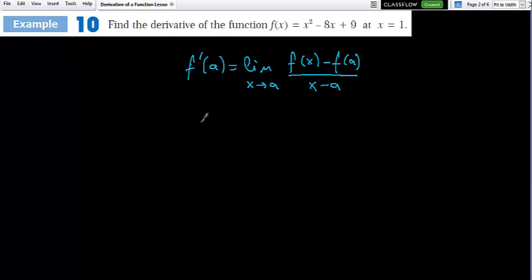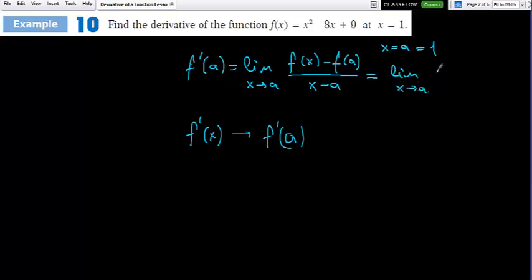At the same time, we will find first the f'(x), then we will find the f'(a) also. And we will check by using this formula. Okay, let me find first the x is equal to a. So a is equal to 1 for this question. So this is limit x tends to a.